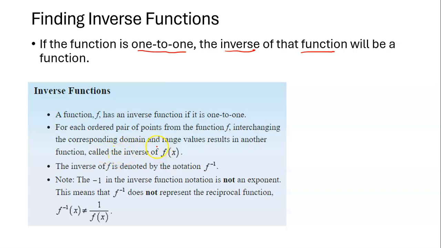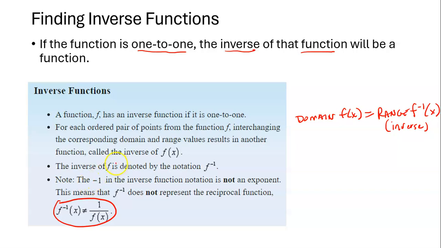So what it's saying is the domain of one function is the range of its inverse. So the domain of f of x is equal to the range of f inverse, and this is how you notate inverse function. The inverse of f is notated by f to the -1. And then there's a note. This is not what we mean. Of course, in math, we have to have more than one meaning for the same thing. So just so you know, it just means inverse.